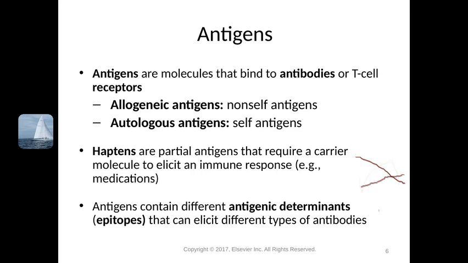So for just the basic classification of antigens, we have your allogeneic antigens. These are non-self, things that we recognize as not part of us. Our immune system is programmed to immunoedit, so we are really good at not responding to autologous antigens, or our self antigens. For example, most of the T cells that mature within the thymus are deleted by programmed cell death, or apoptosis, because they recognize self as a foreign entity.